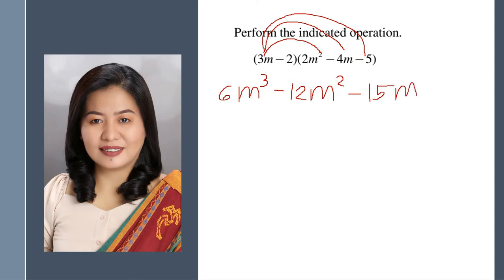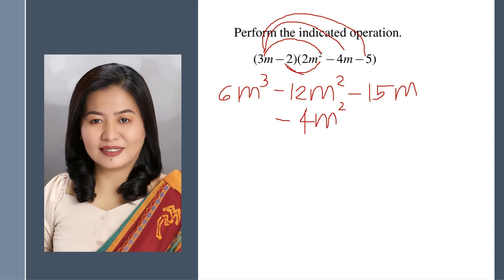Okay, and now we multiply the second term in the binomial to each of the terms in the trinomial. Negative 2 times 2m is negative 4m squared. So we just have to align it with the term, or with our product, with the same base and the same exponent. So they are like terms, so we can combine them later.